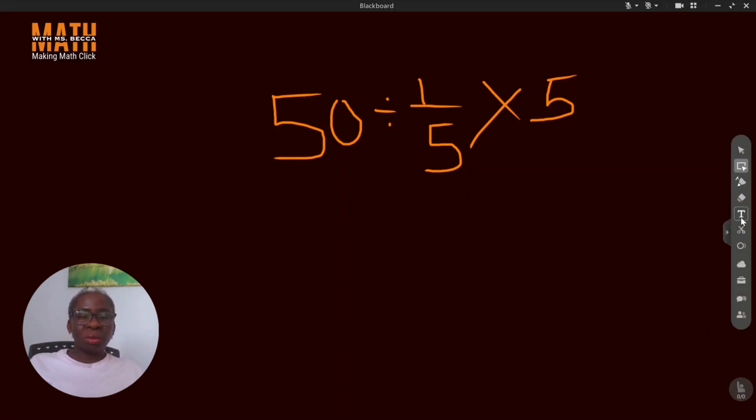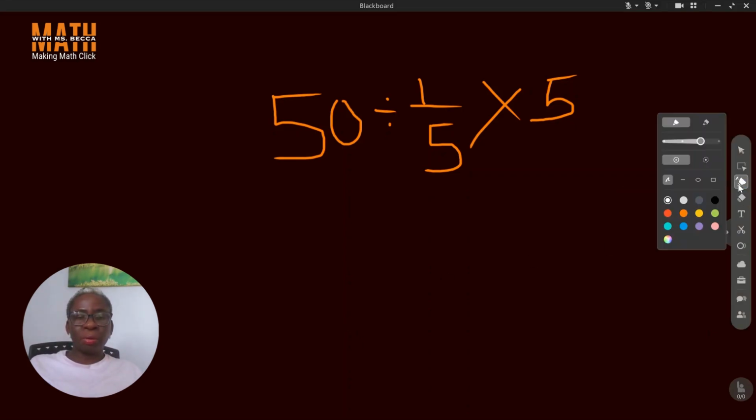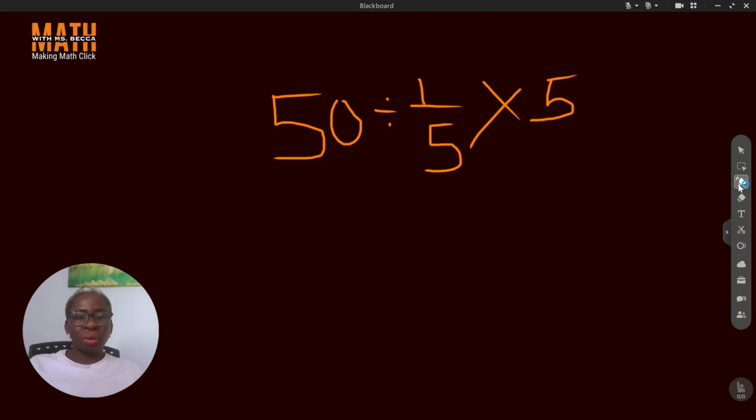To solve this, we have to use the PEMDAS rule. Don't forget PEMDAS: we have parentheses, we have the exponents, M and D are together, and A and S are together. So whenever we have multiplication and division, we perform the operation based on the one that appears first. We perform the operation from left to right.